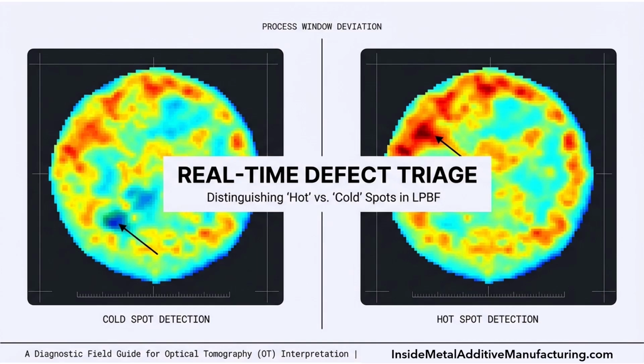Welcome to this diagnostic field guide for interpreting optical tomography, OT, in laser powder bed fusion. Today we are focusing on real-time defect triage, the critical ability to distinguish between hot and cold spots as they occur on the build plate.